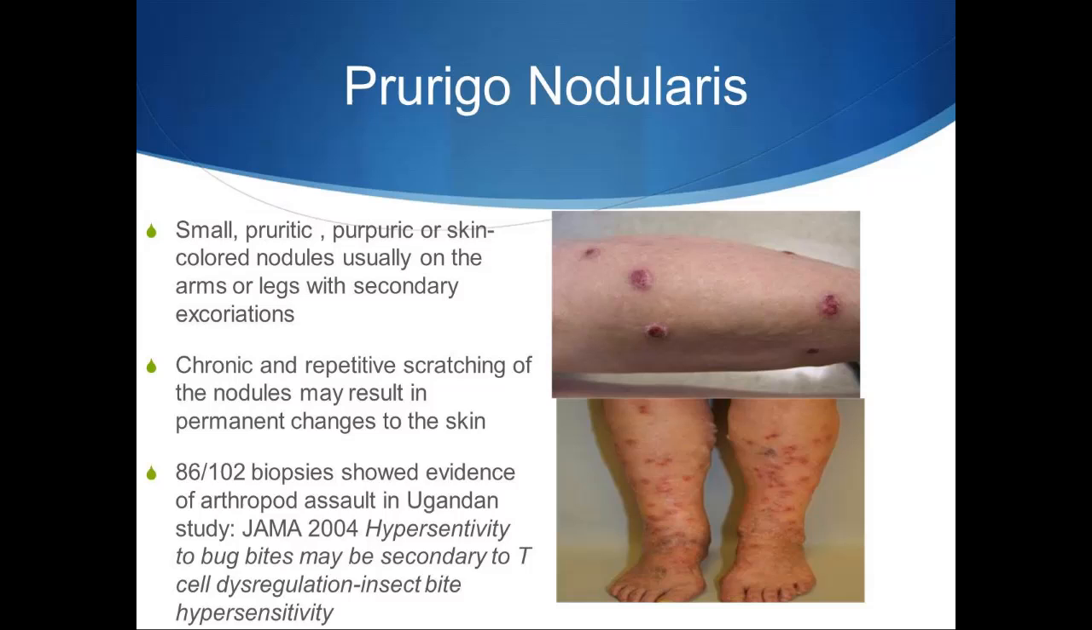The etiology was unknown until a Ugandan study was done, where they did a biopsy of these lesions and found that there's an arthropod insult. And that's why prurigo nodularis is now also known as insect bite hypersensitivity.